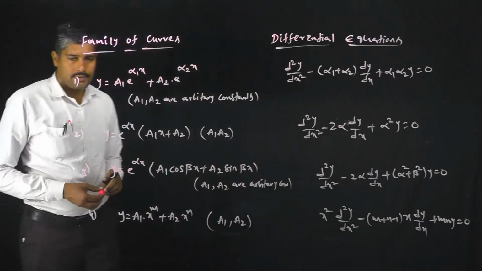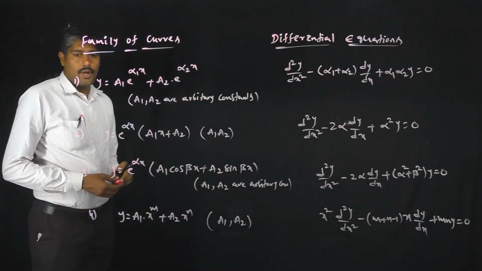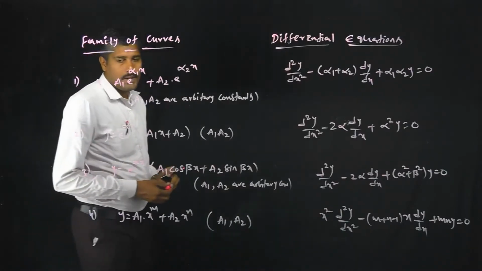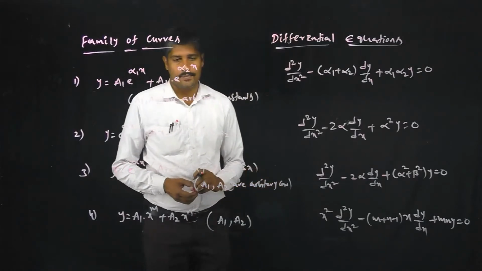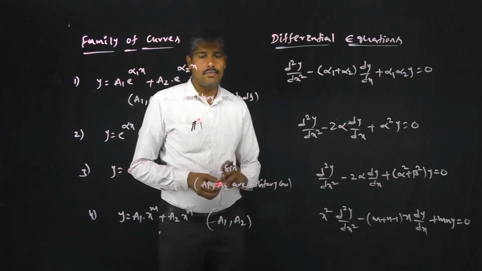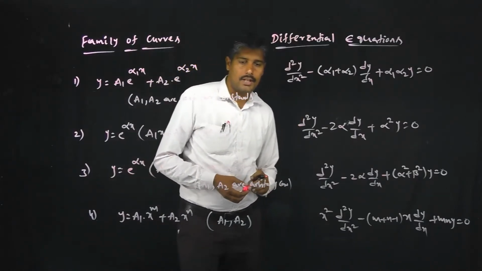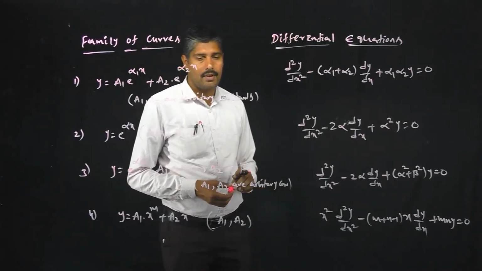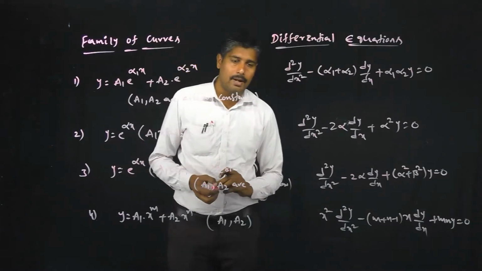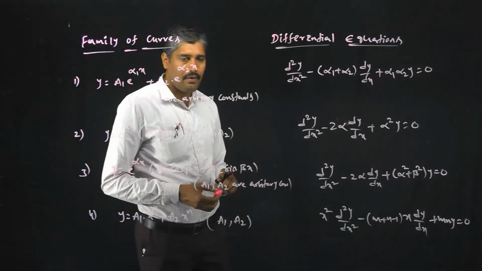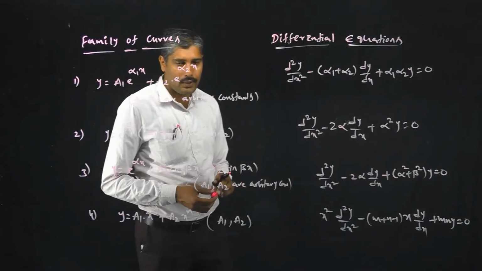Curve is like this: y equal to a1 into e power alpha1 x plus a2 into e power alpha2 x. Suppose the curve is like this, then we get the differential equation d square y by dx square minus of alpha1 plus alpha2 into dy by dx plus alpha1 into alpha2 y equal to 0.